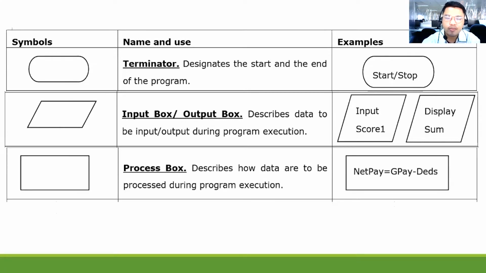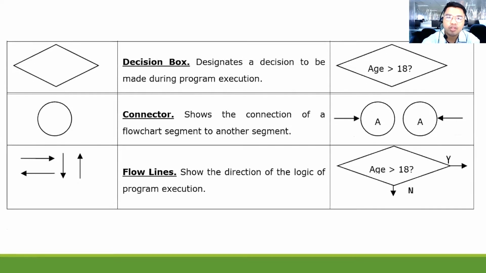The next is the process box. The process box describes how data are to be processed during the program execution. This is where you put the process of your program. Then next is the decision box. The decision box designates a decision to be made during the program execution. This is where you put your condition, your conditional statement, or the if statement. For example, if age is greater than 18, and so on.